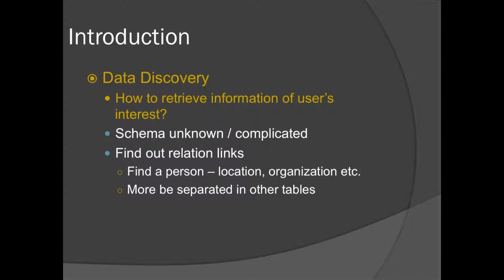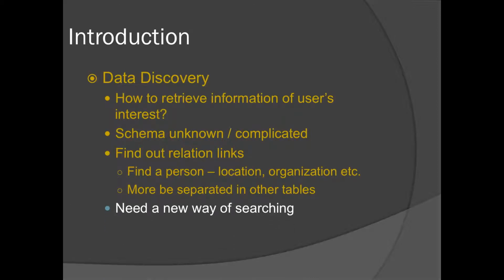There are lots of cases where we do not know the schema, or the schema is very complicated so that users could not remember it. And there are also situations where, when we search for something, we want to find out the relation links to it. For example, if we search for a person, we want to know its location or its belonging organization. If we search for Steve Jobs, we need to know where he is and what organization he belongs to. And this kind of information may be separate in other tables. So we need a new way of searching.